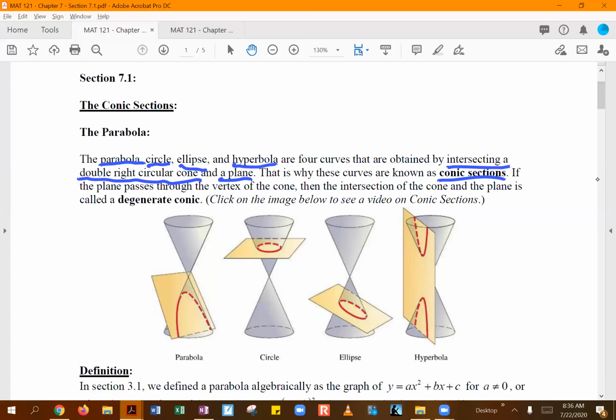So they are saying if the plane passes through the vertex of the cone, then the intersection of the cone and the plane is called a degenerate conic. And when we're talking about the vertex, that's of course going to be right where the tip of the 2 cones is going to meet.